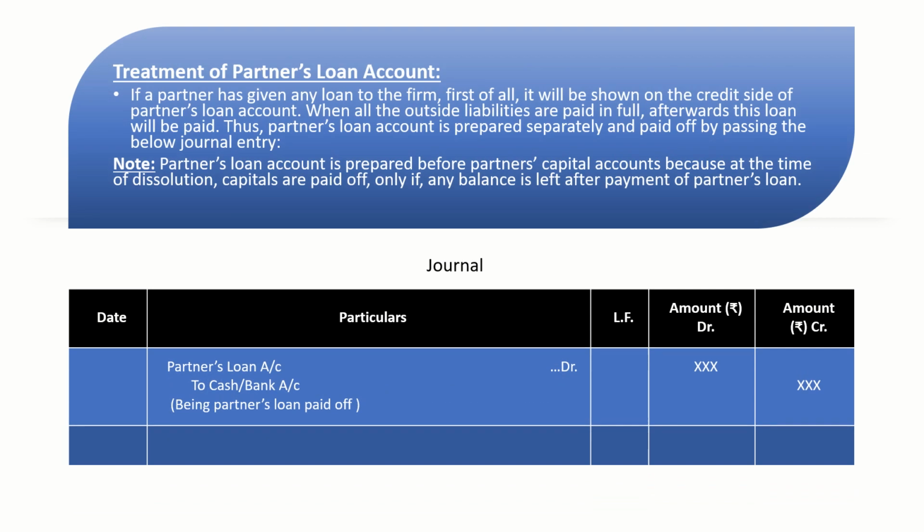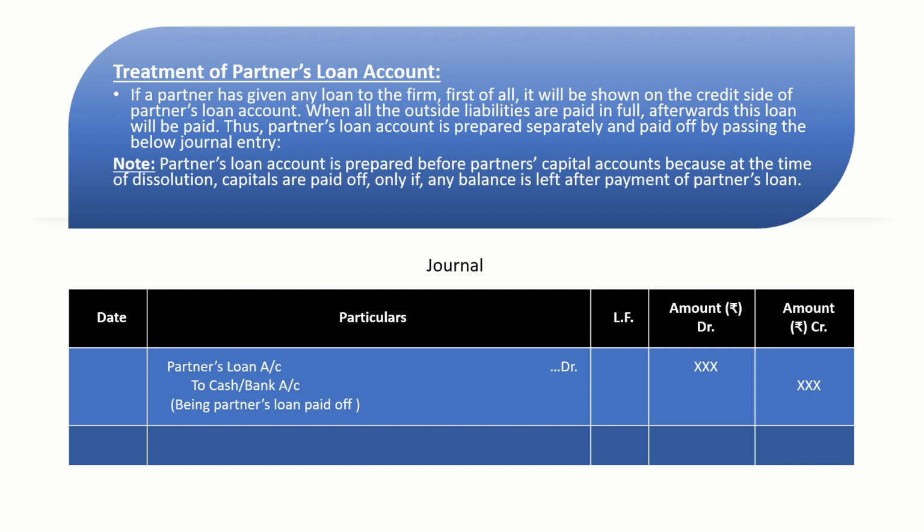The next one that we have is treatment of partner's loan. We have discussed a few cases in the previous one. However, let's be more clarified here. If a partner has given any loan to the firm, first of all, it will be shown on the credit side of the partner's loan account. Okay, straight away you prepare the partner's loan account and you show it on the credit side as the loan balance, right? And when all the outside liabilities are paid in full, afterwards this loan will be paid off as well. That means partner's loan account is prepared separately and paid off by passing the below journal entry.